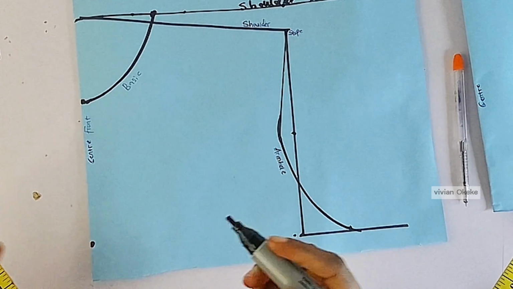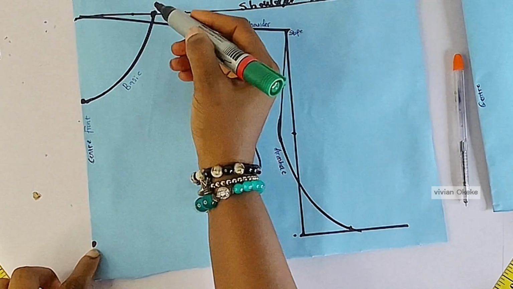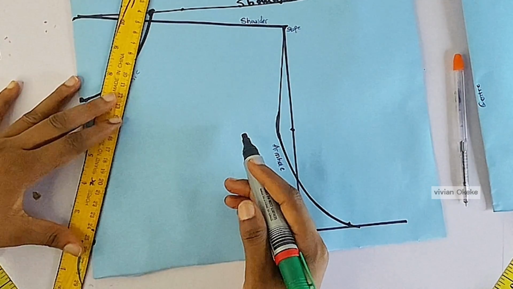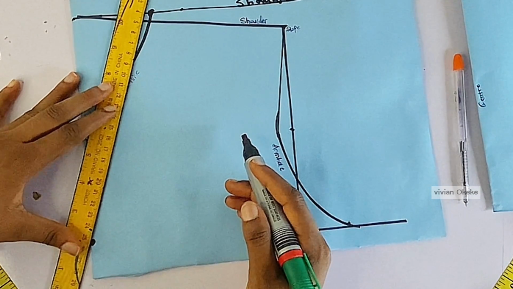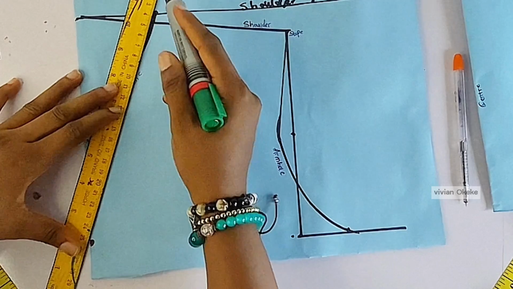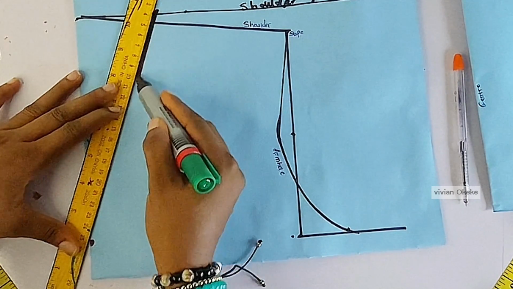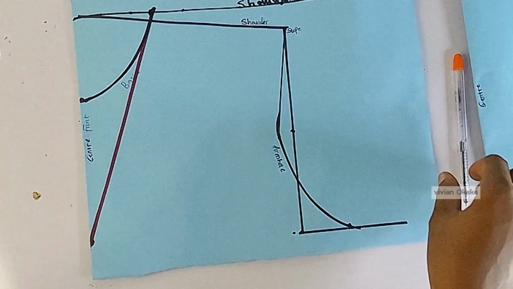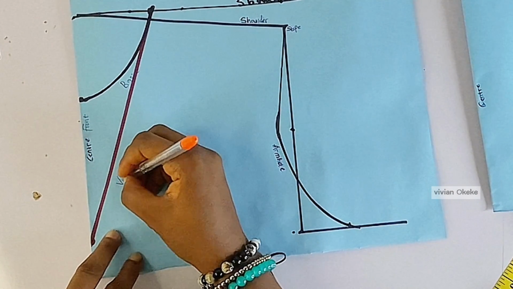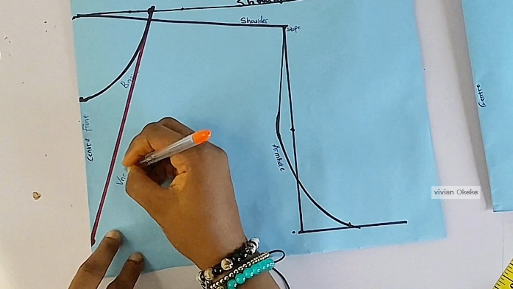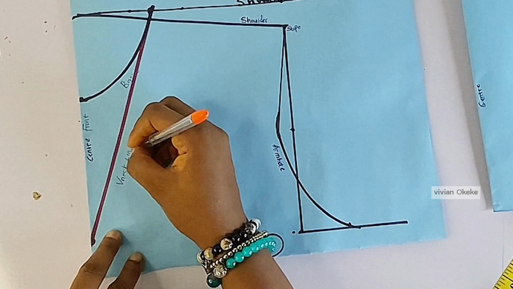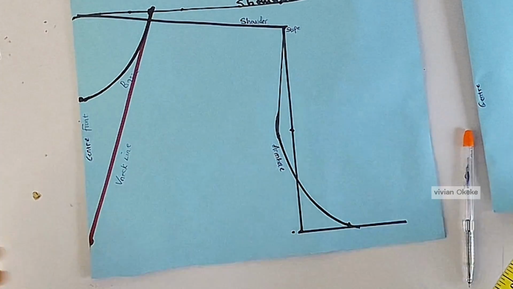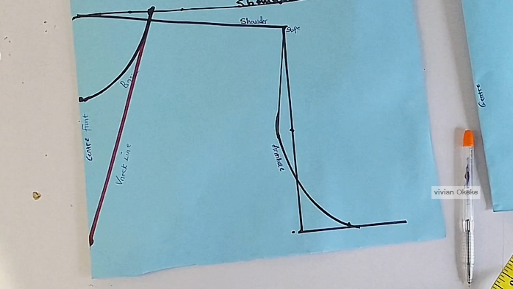All I have to do to get my V-neck is connect this point to the neck width, and that's it. We're going to cut it out so you can see how it looks. So I do this, you can see, to the neck width, and then I connect. And this now becomes the V neckline. Okay, so I'm going to cut this so you can see what it looks like.